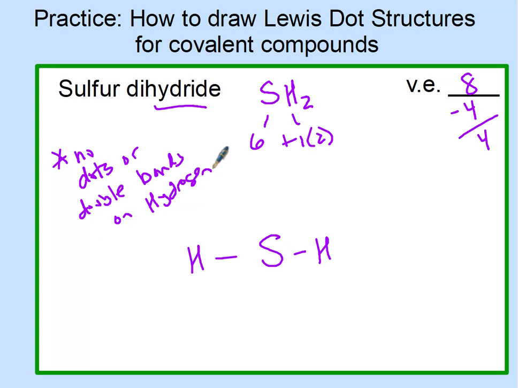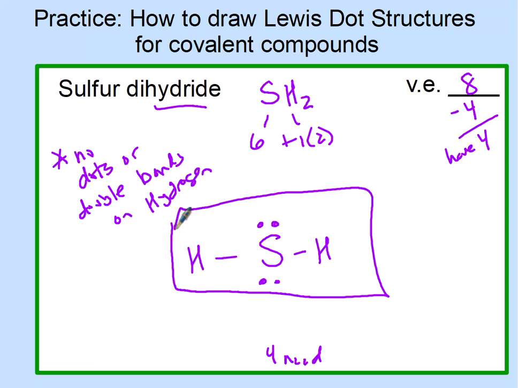So the only element we care about in this case is sulfur. Sulfur currently has 4, so it needs 4 more. So I need 4. I have 4. Those match. So I'm just going to add dots on my sulfur, or lone pairs. So this is my final structure for sulfur dihydride. Again, no dots on hydrogen. Make sure that you've written this on your paper somewhere.